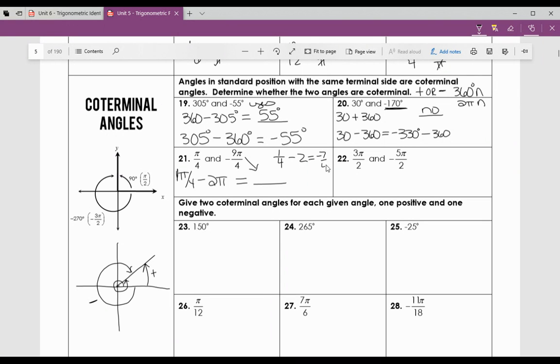Negative 7 over 4. So now we're going to have negative 7 pi over 4. If I take the pi out so I can add the numbers or subtract the numbers, I can always put pi back in. Well, negative 9 pi over 4 is not the same. So these two angles are not coterminal.